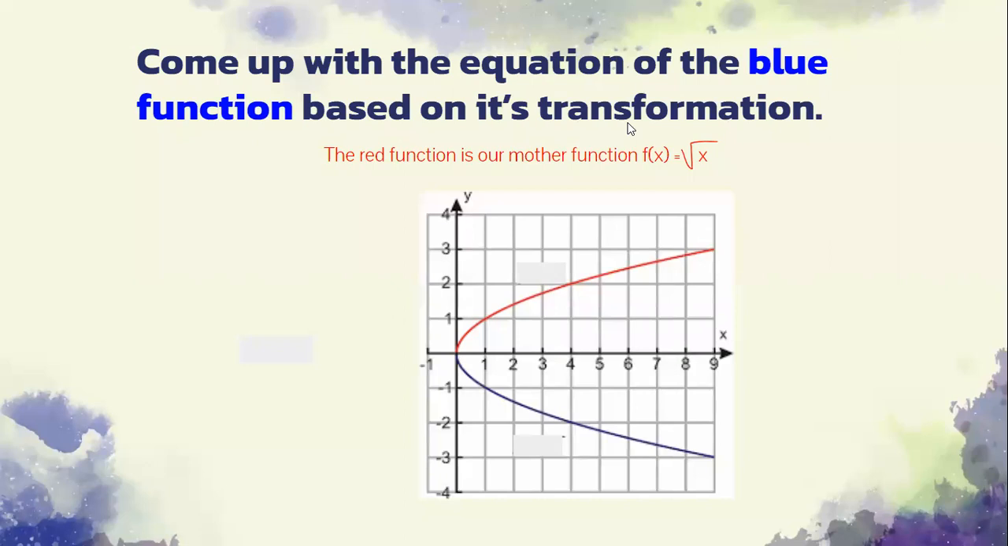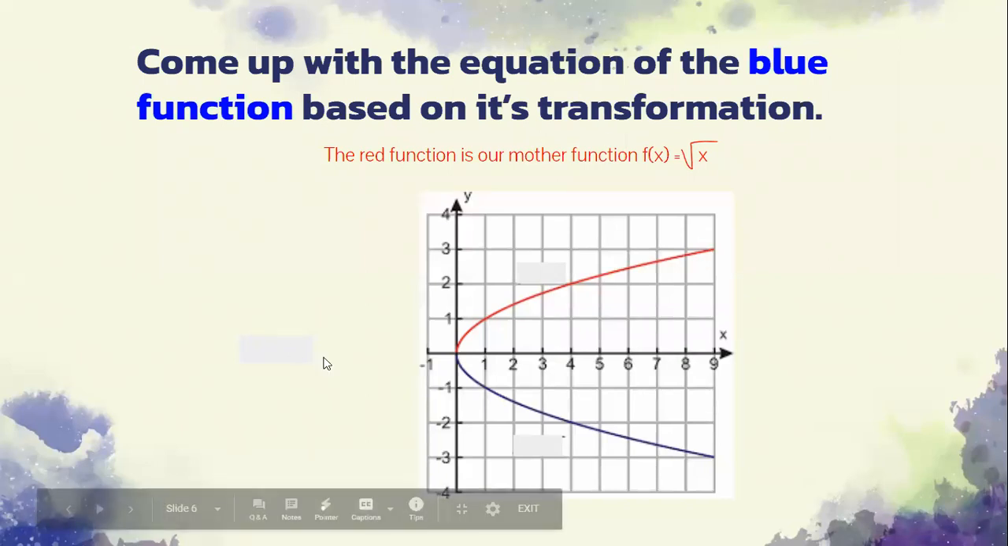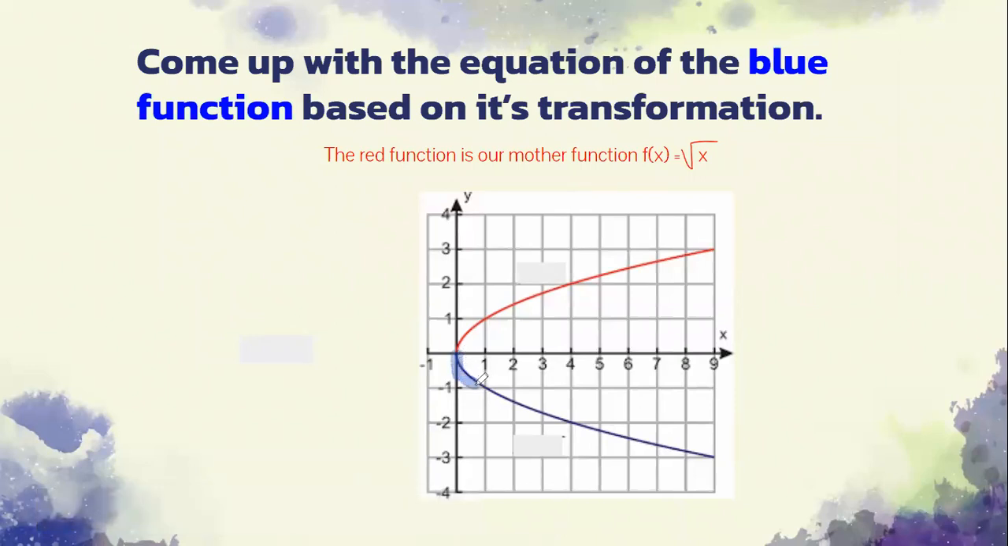So here we're going to do a couple other equations and then domain and range based on our graphs. So the red function is our mother function. f of x is equal to the square root of x. That's our parent function. Remember, we know the shape: 0, 0, 1, 1, 4, 2, 9, 3. So our goal is to come up with the equation of the blue function based on its transformation. And the blue function is on the bottom half. How would you describe a reflection across the x-axis? And what would that equation look like?